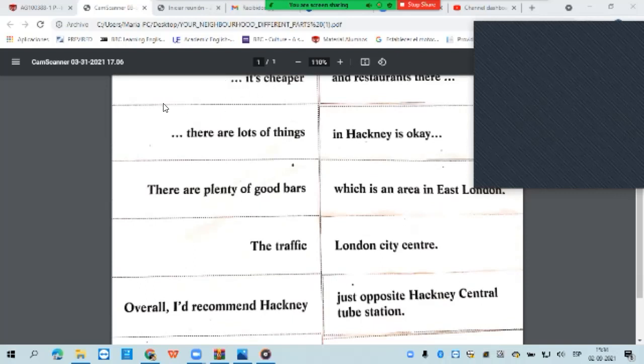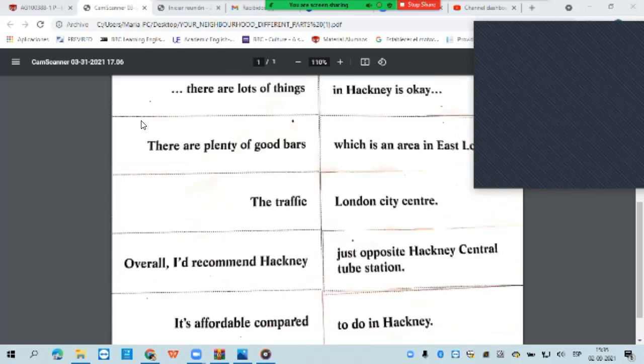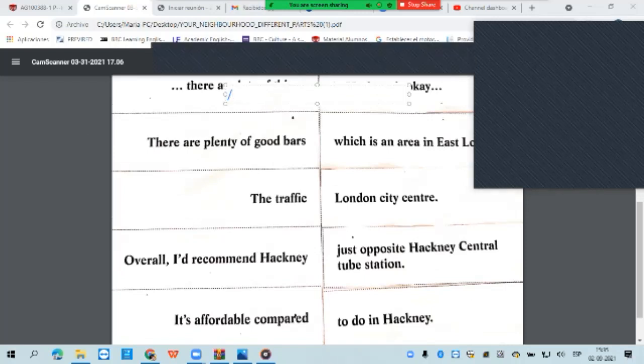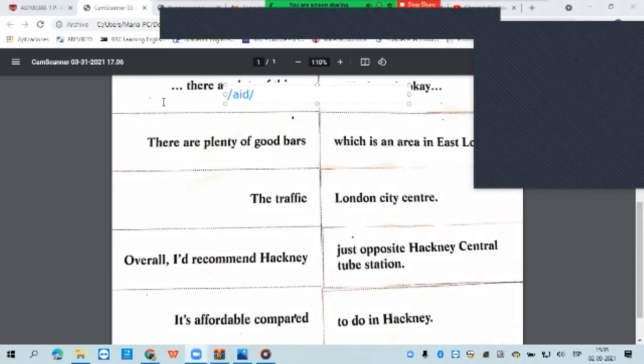Overall, I recommend Hackney as a place to live. Right. Here we have an abbreviation: I would recommend. You say I'd. The pronunciation of this is I'd. Let me write it here. I'd recommend Hackney as a place to live. Right. Good. Let's see the last one.